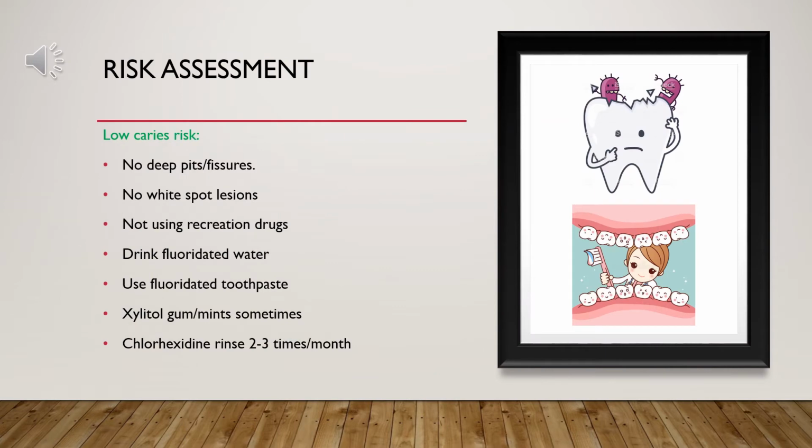Risk assessment. The patient's caries risk status is low because the patient doesn't have deep pits and fissures, does not show white spot lesions, and does not use recreational drugs, and she drinks fluoridated water, uses fluoridated toothpaste, and she even chews a little gum, even though only sometimes. And the patient also rinses with chlorhexidine two to three times a month.